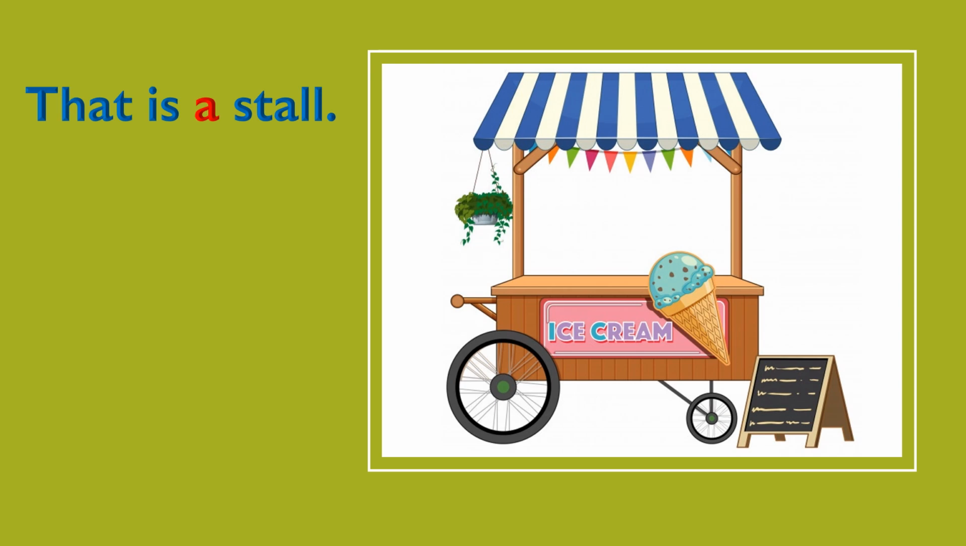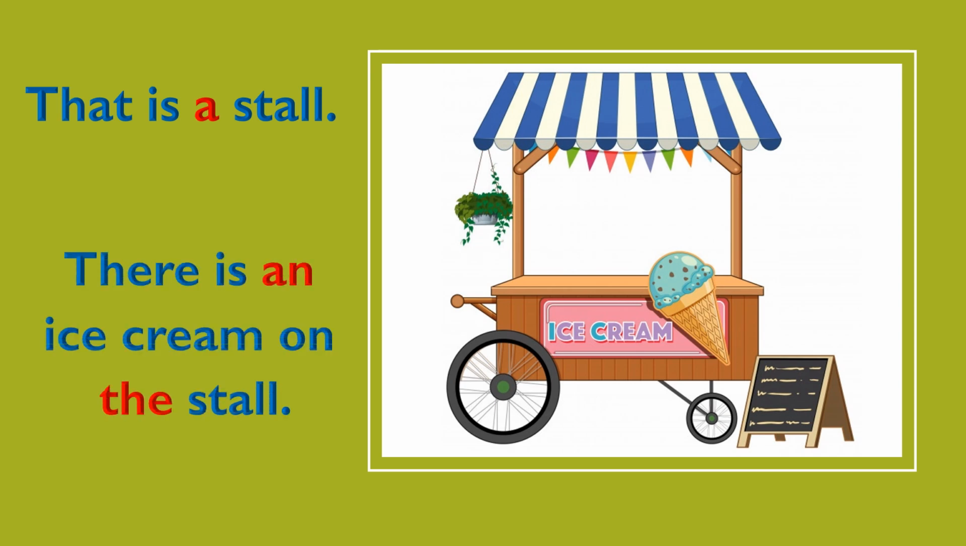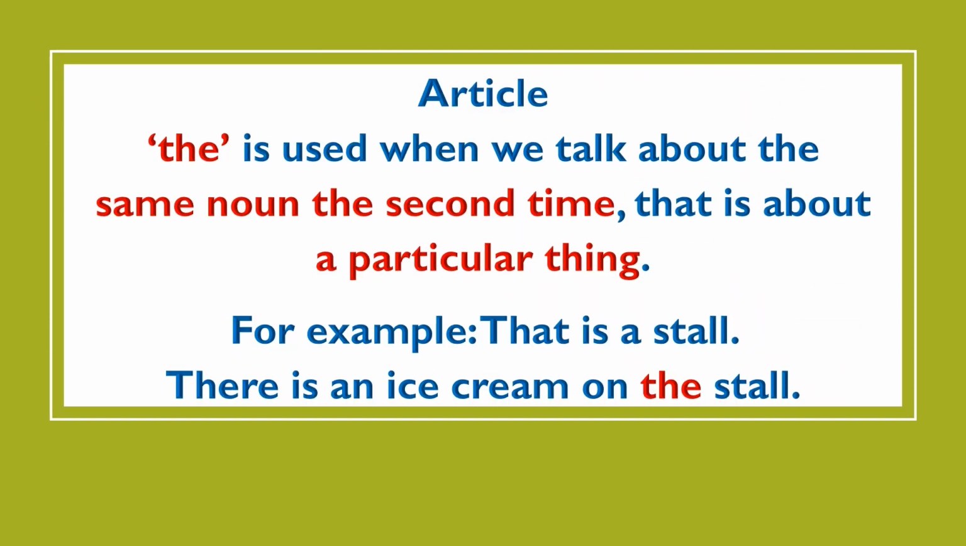What do you see? That is a stall. There is an ice cream on the stall. Article the is used when we talk about the same noun the second time. That is about a particular thing. For example, you see here, that is a stall. There is an ice cream on the stall. Which particular thing is repeated twice?